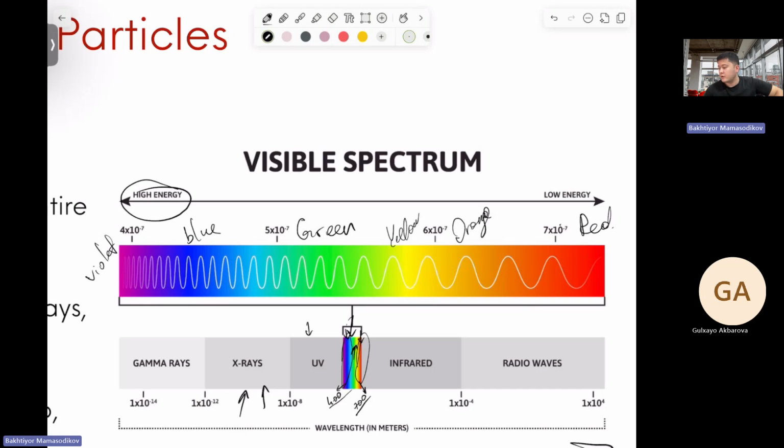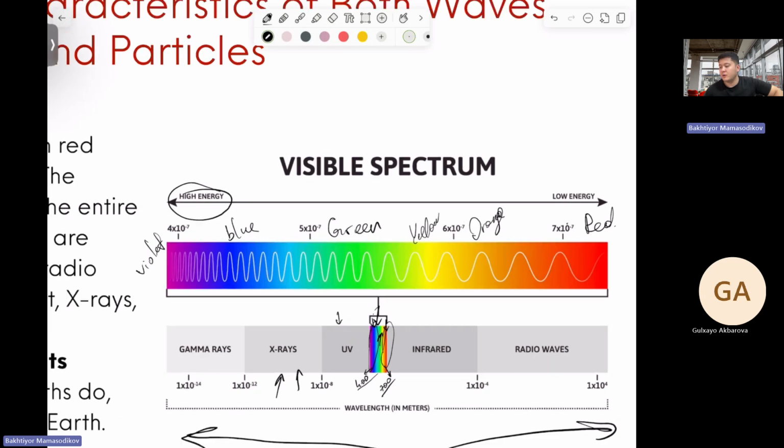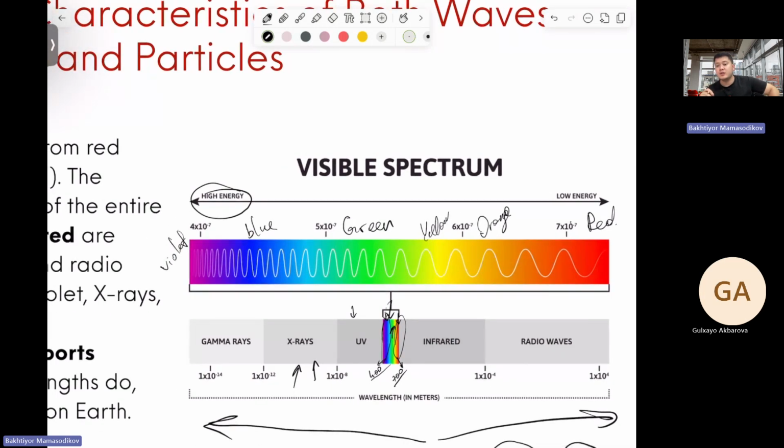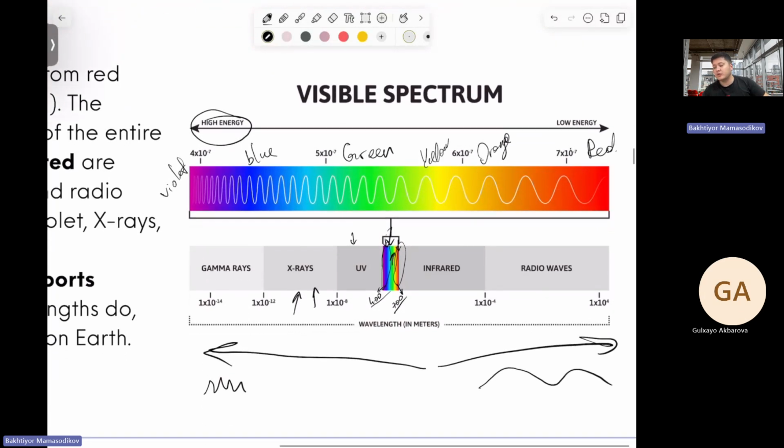Okay, the red one comes. And this forms a continuous rainbow of the colors. When white light passes through the prism of water droplets, it splits into the visible spectrum.